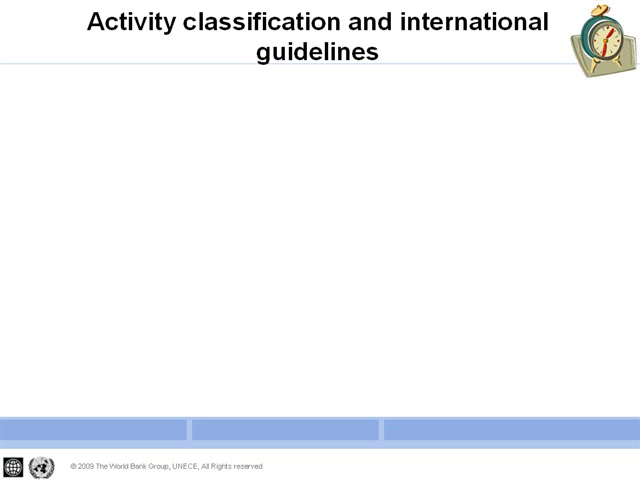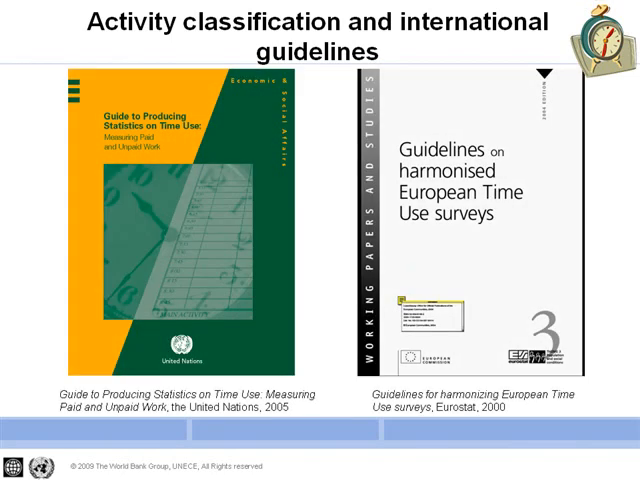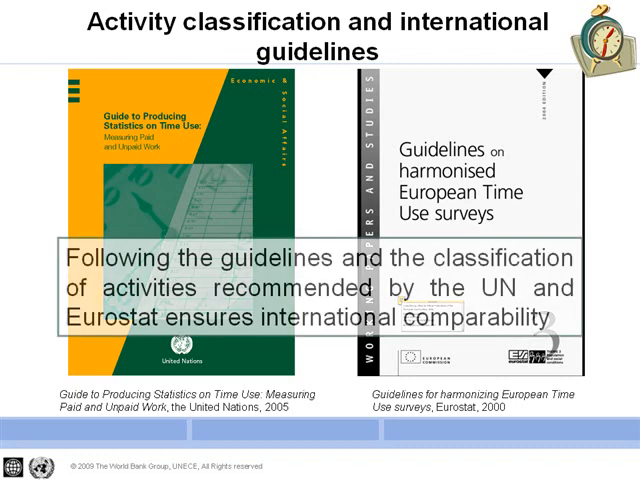Whatever type of diary is used, a comprehensive activity classification is needed so that all activities can be classified appropriately, and activities mainly undertaken by women should be represented as adequately as those mainly undertaken by men. The classification should be consistent with the analytical objectives of the survey and with existing classifications of labour and economic statistics. Many countries follow the guidelines and use the classification of activities recommended by the United Nations and Eurostat. This ensures international comparability.